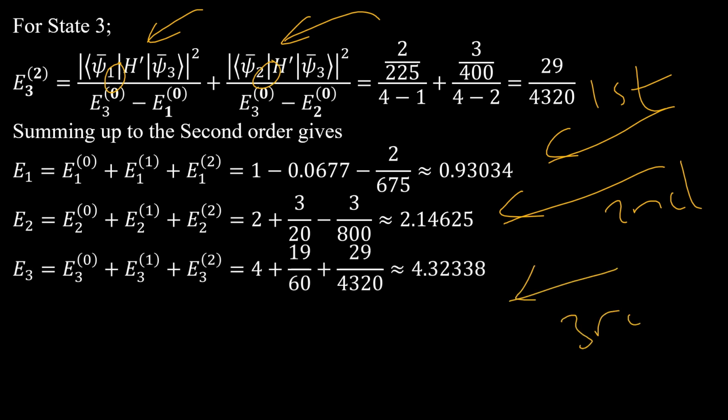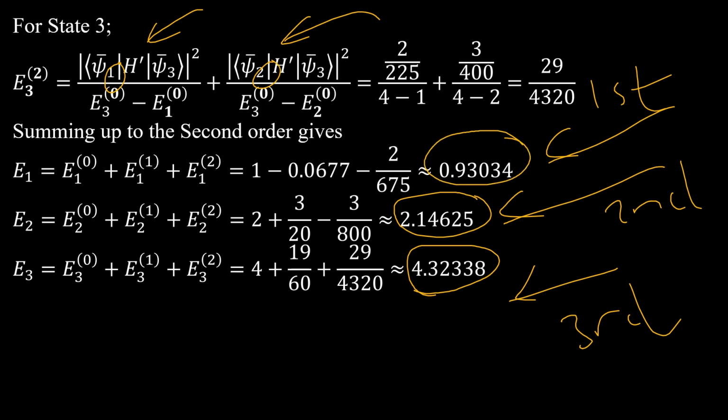You are going to observe that the final energy we are going to have is approximately close to our unperturbed states, which are 1, 2, and 4. If you approximate this, it's going to give you 1. If you approximate this, it's going to give you 2. And if you approximate this, it's going to give you 4.